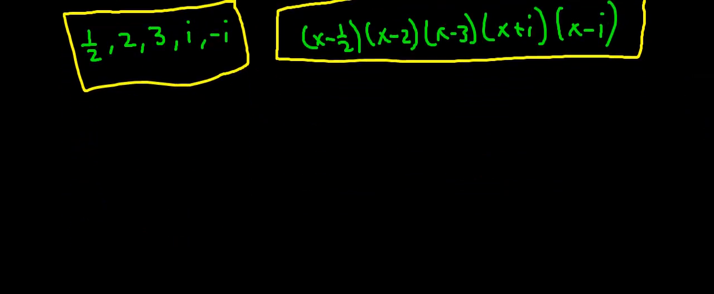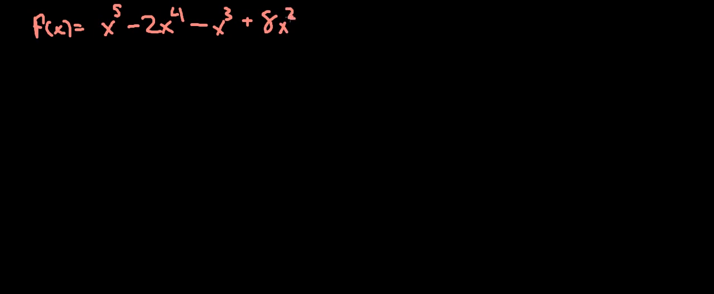And I have one more that is a little bit tricky. It has a few tricks in there. I like tricks. Well, not really, but you just gotta throw them in there sometimes. So this one I have is f of x is equal to x to the 5th minus 2x to the 4th minus x cubed plus 8x squared minus 10x plus 4.